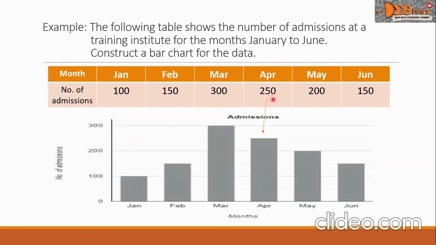The fourth rectangle is for the month of April, and the frequency is 250. You can see here that the level of the rectangle is between 200 and 300. The next rectangle is for the month of May with the frequency 200, and the height of the rectangle is on the level of the 200 frequency. The last rectangle is for the month of June with the frequency 150. We can see also that the height of the rectangle is in between 100 and 200. So we are done with our bar chart for our example, and this is our final answer.